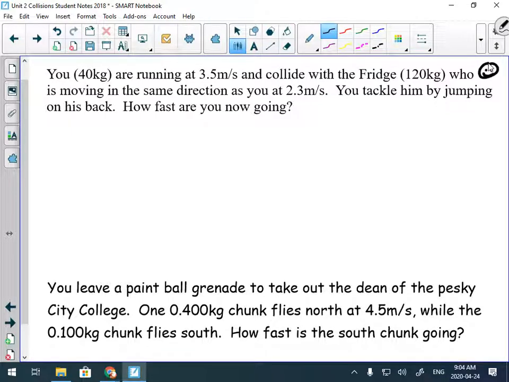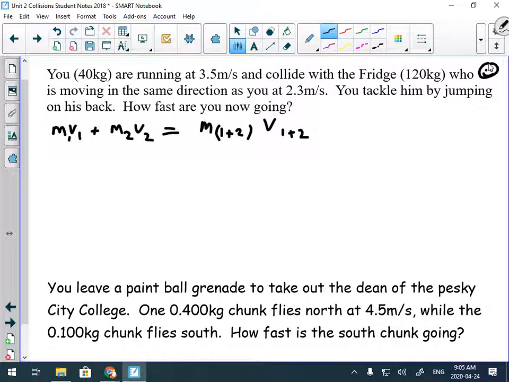Okay, so this is a hit and stick collision. Because, well, if you jump on somebody's back, you're not really stuck to them, but you're moving in the same direction as them, okay? So we have mass and velocity of the first system adding to mass and velocity of the second system, and that's going to be equal to mass of the first and second, because hit and stick, remember, they're stuck together, right? Times velocity of them both put together, okay?